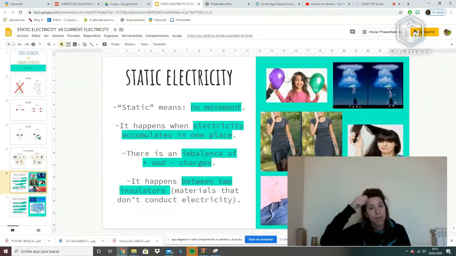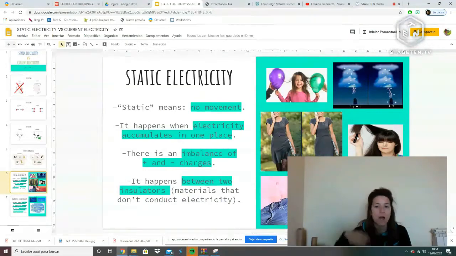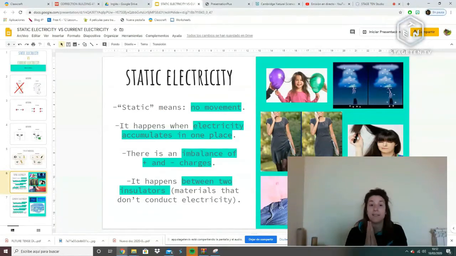Another situation that is very common is when we brush our hair or when we comb our hair and we're using a plastic hairbrush. Sometimes it stores static electricity, again, because there is an imbalance of charges between electrons and protons, all right?